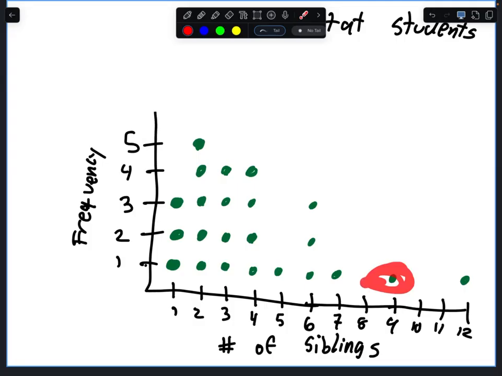Yes, but be more specific. Can anybody help me out? What does this dot right here represent? What does this tell us, and can we put it in context? There was one student with 9 siblings. There were not 9 students. There's one student with 9 siblings. What about these dots right here? There were 3 students with 6 siblings.